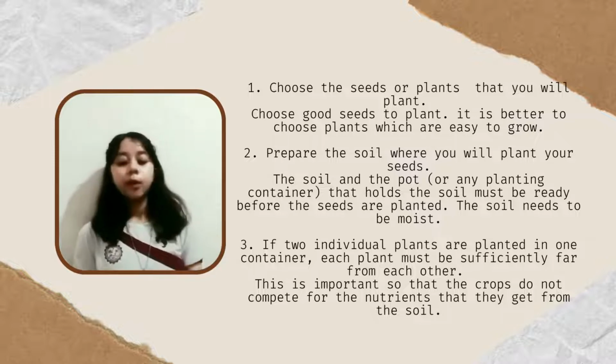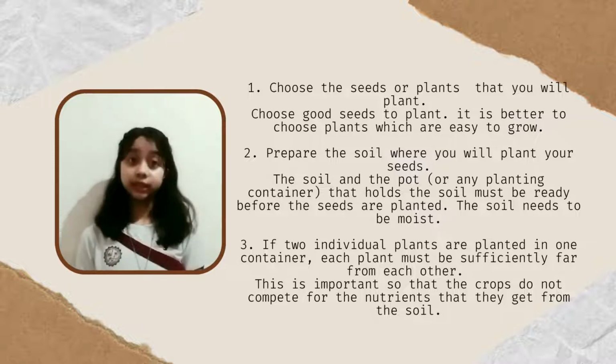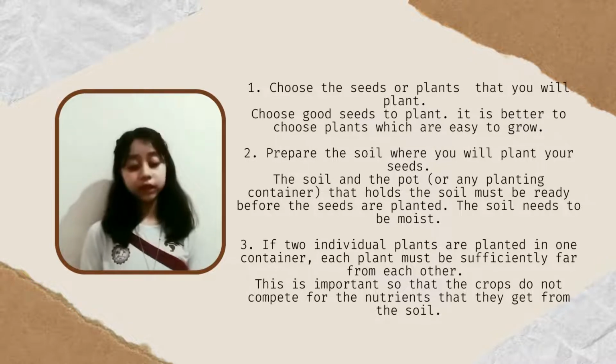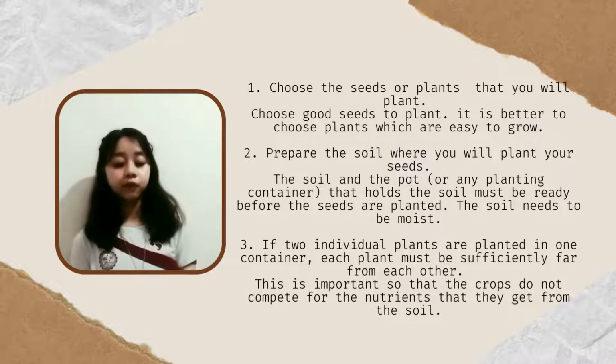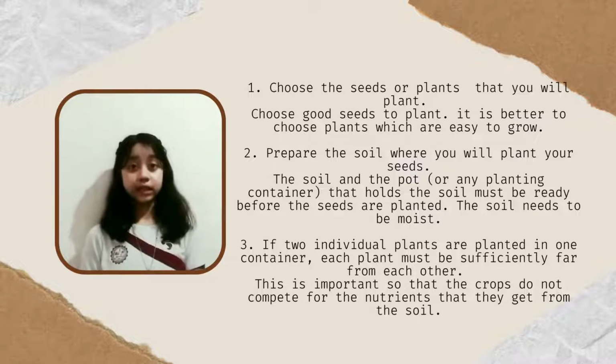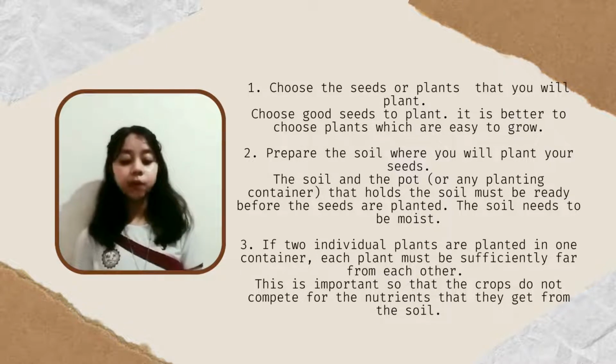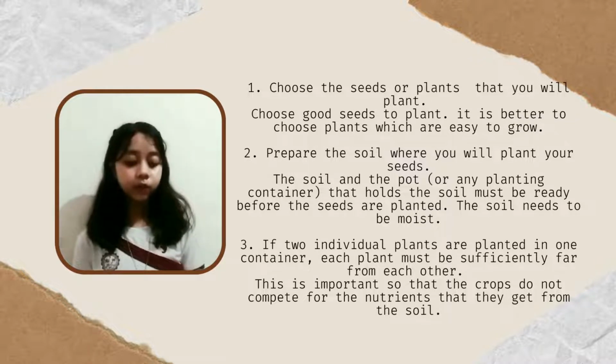2. Prepare the soil where you will plant your seeds. The soil in the pot or any planting container that holds the soil must be ready before the seeds are planted. The soil needs to be moist. 3. If two individual plants are planted in one container, each plant must be sufficiently far from each other. This is important so that the crops do not compete for the nutrients that they get from the soil.